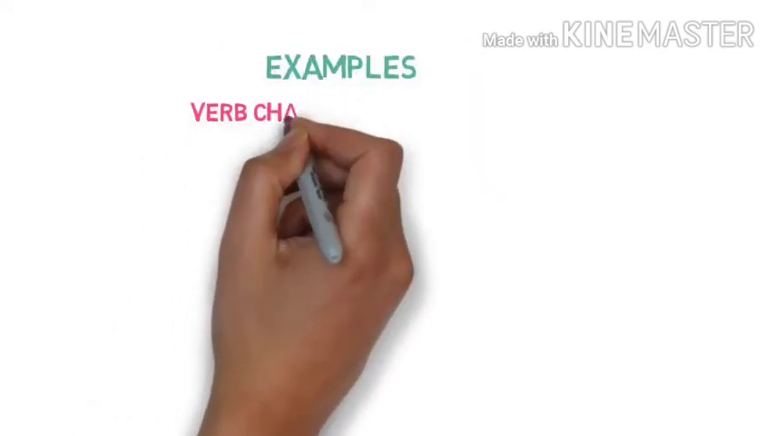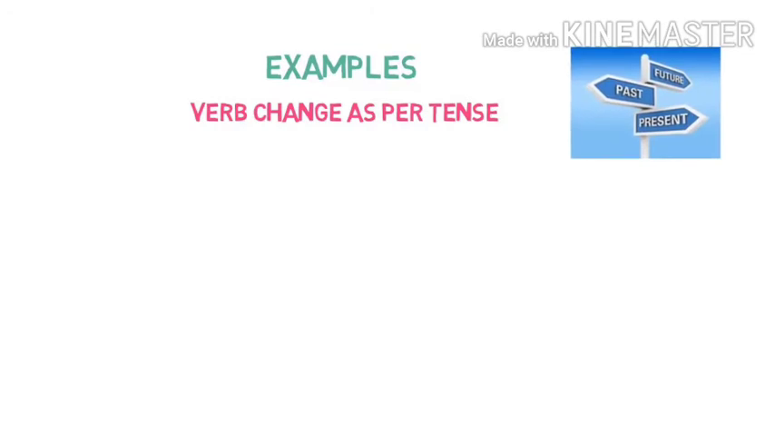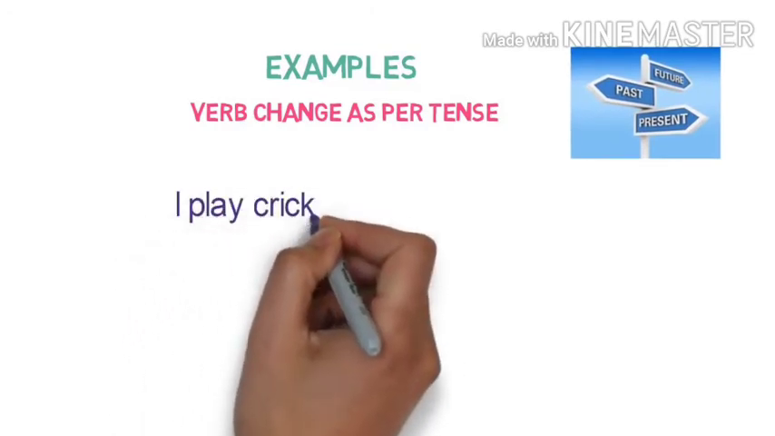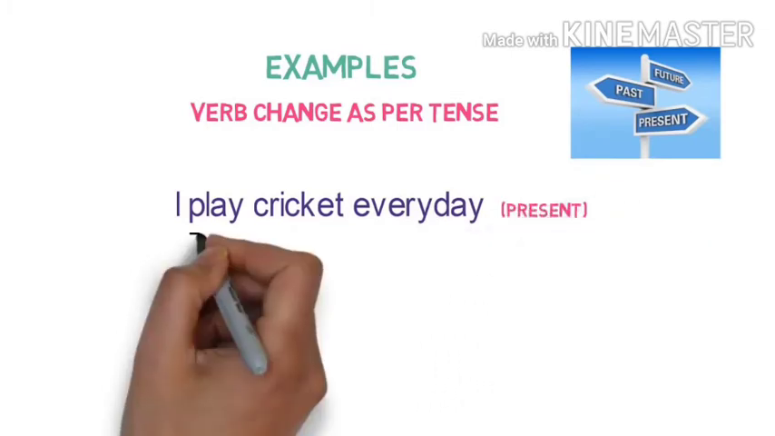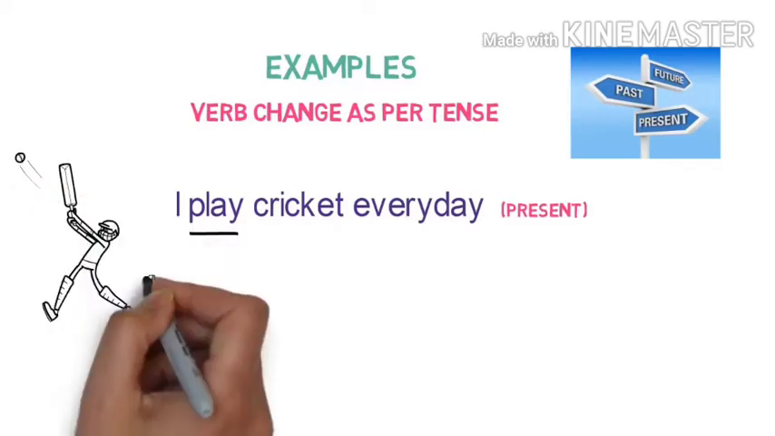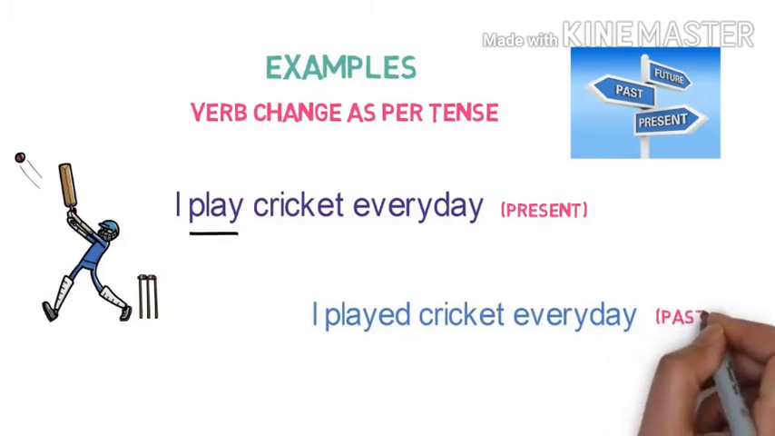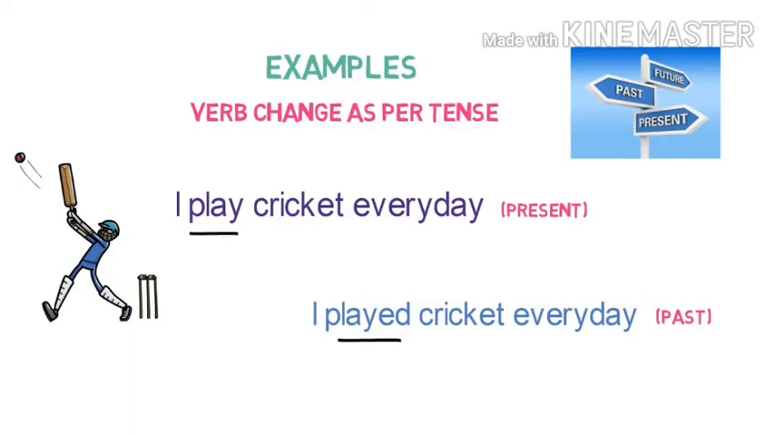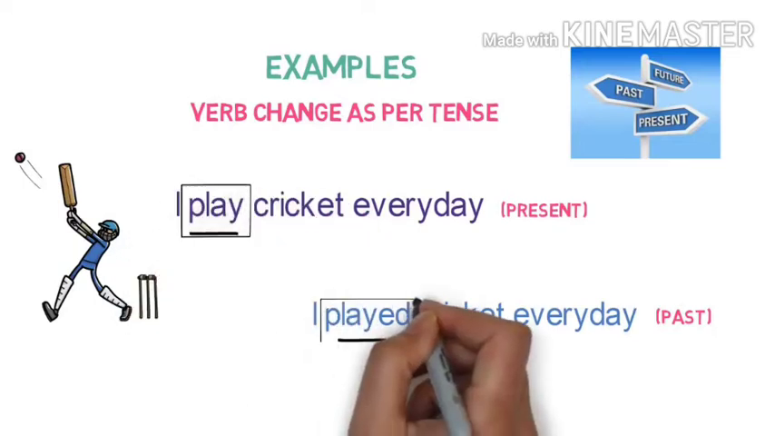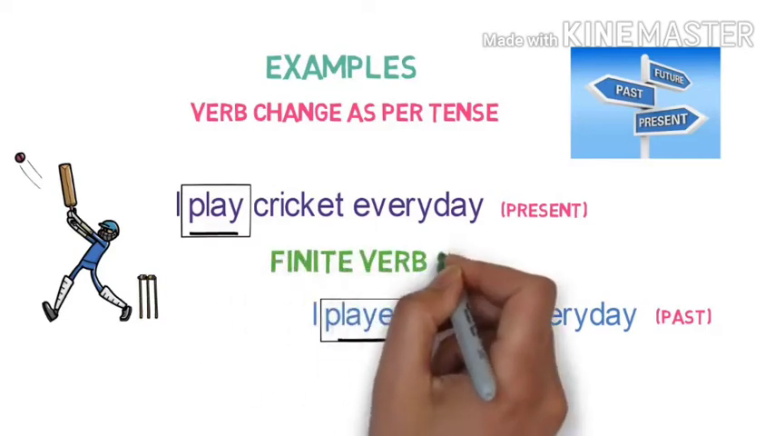Examples of verbs that change as per tense. That is, whether the sentence is in present tense, past tense or future tense. I play cricket every day. This sentence is in present tense. Here the verb is play. Let's look into another sentence. I played cricket yesterday. This sentence is in past tense. Here the verb is played. You can see here that the verb play changed to played as per the tense. So both play and played are finite verbs.